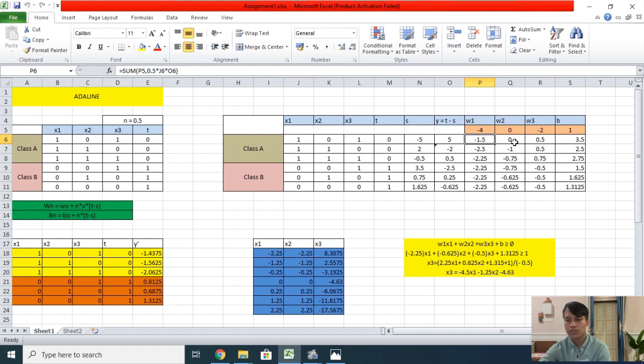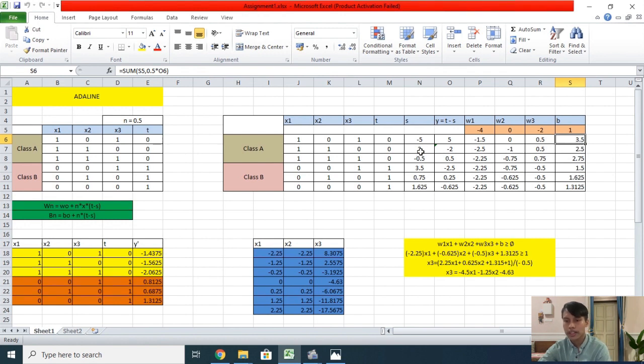Next is w2. W2 uses the same formula. Because the w old is 0 and the value of x2 is 0 also, that's why we get 0. Next is w3. W3 is negative 2 plus N 0.5 times x, which is 1, times t minus s, which is 5. That's why we get 0.5. Next is the bias. Bias is b old, which is 1, plus 0.5 times 5, t minus s. So that's why we get 3.5.